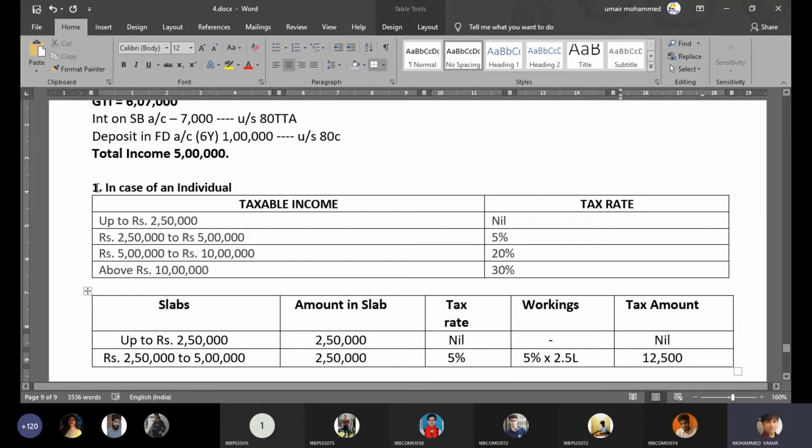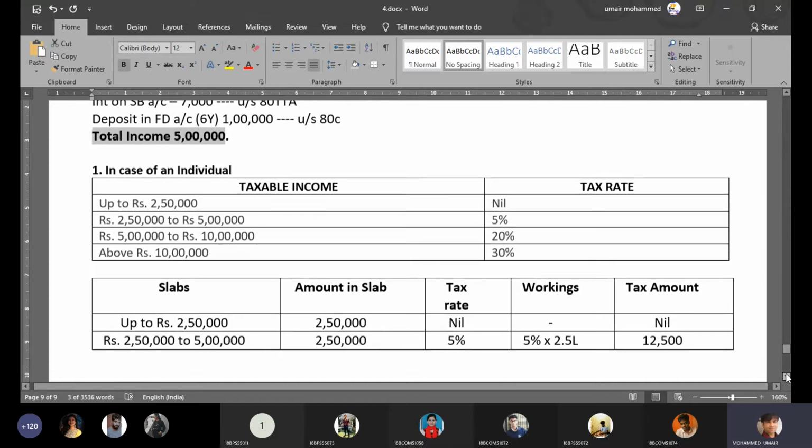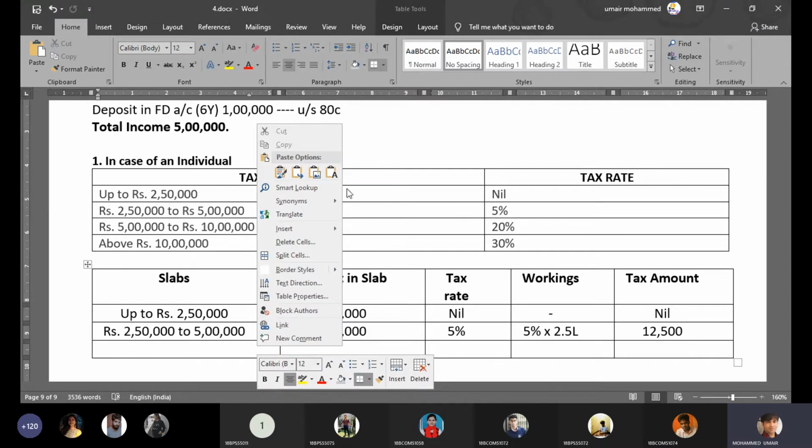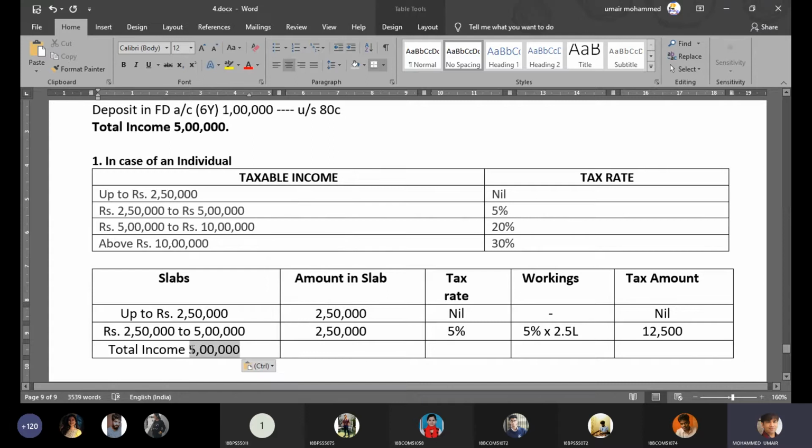Fine. Now what's my total income? My total income is 5 lakh. Has my total income been exhausted? Should I go to the third slab, 5 to 10 lakhs? The answer is no, you don't have to go to the third slab. The reason is simple. My total income is 5 lakh, and 5 lakh is already over. Add these two: 2,50,000 in the first slab and 2,50,000 in the second slab, and you get my total income, 5 lakhs. So I don't have to do any further application of slab because 5 lakh is already over.